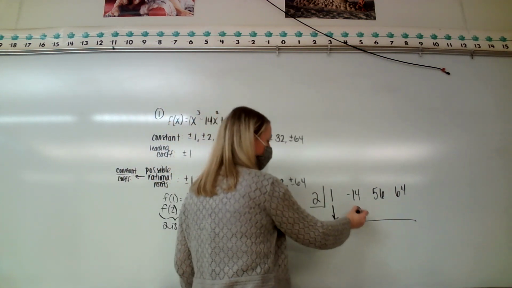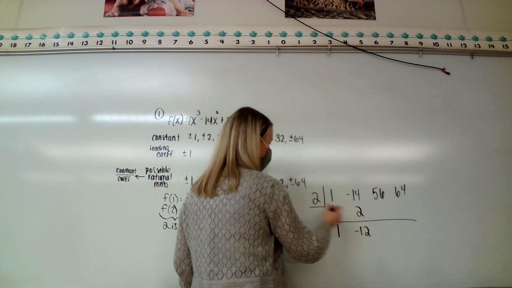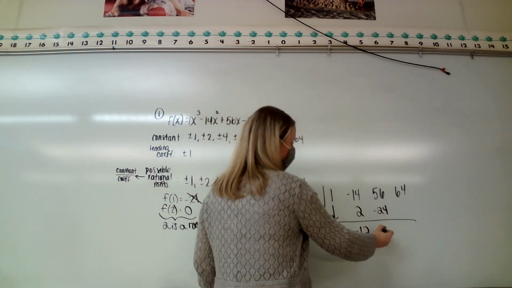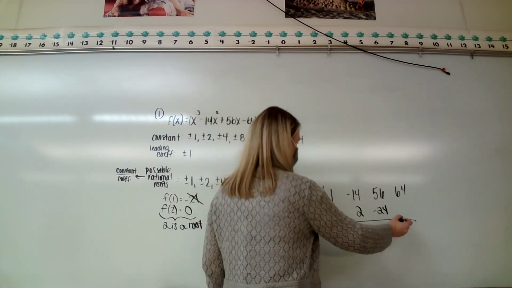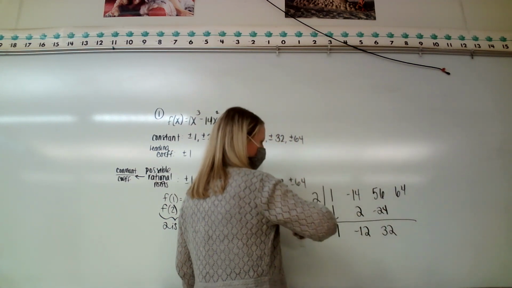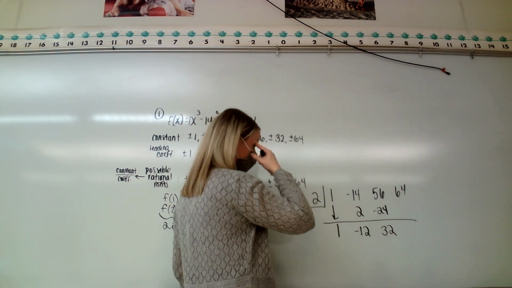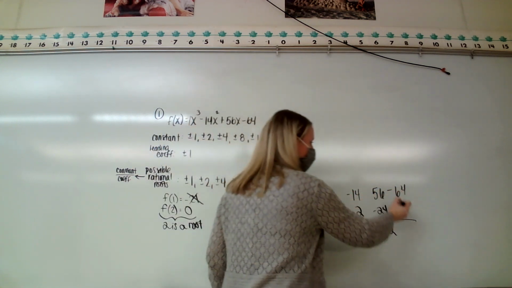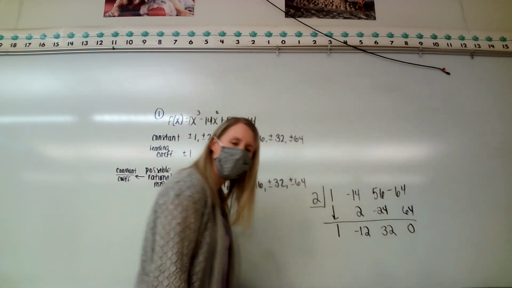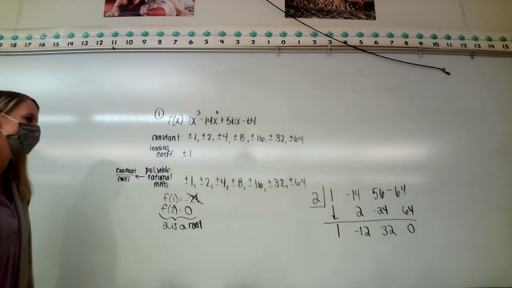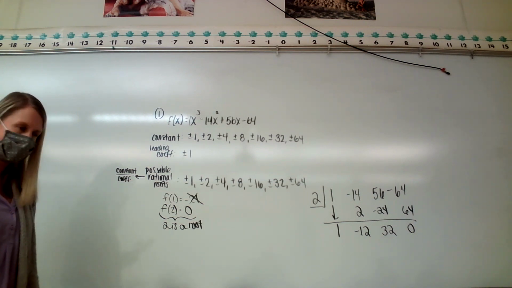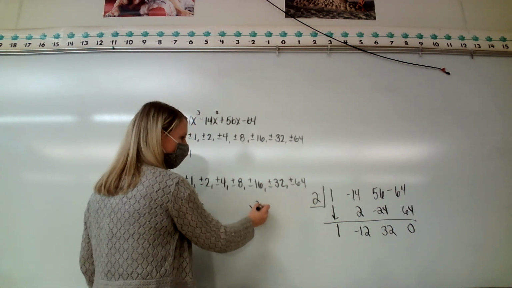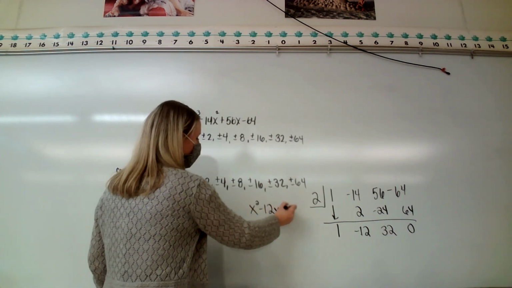Bring it down. Multiply. That would be negative 12. Negative 24. That would be 32, and that would be... I just messed up a sign. Oh, that's a negative 64. Okay, that makes more sense. 0. I knew that had to be 0, so I knew I forgot something. The remainder has to be 0 if it's a factor. And now we can write that in factor form. We can write it x squared minus 12x plus 32, and then we can factor it.